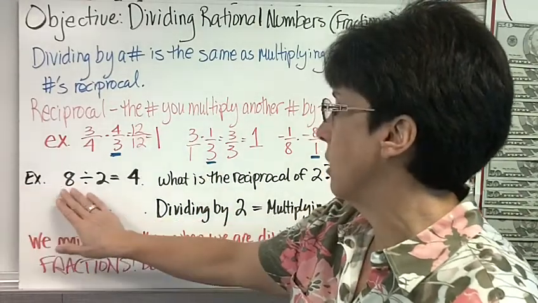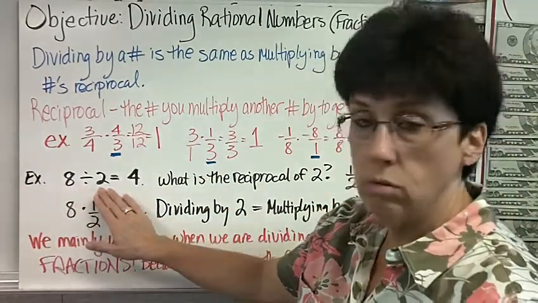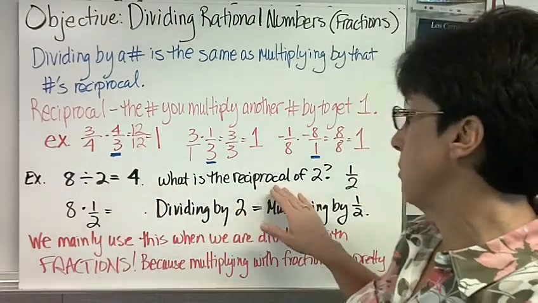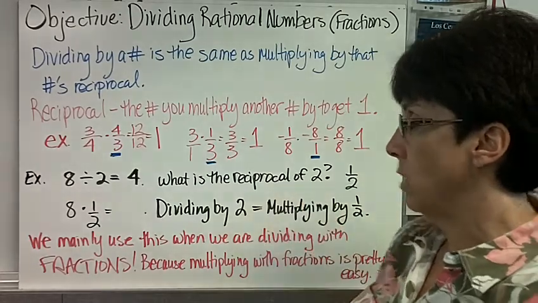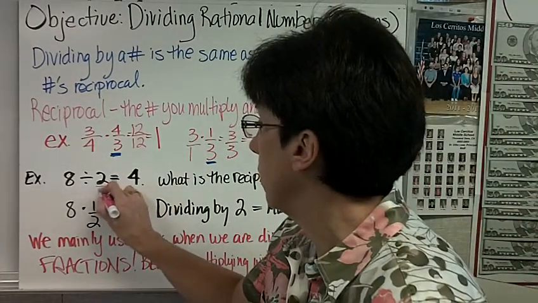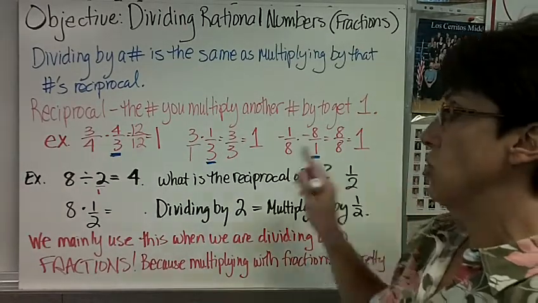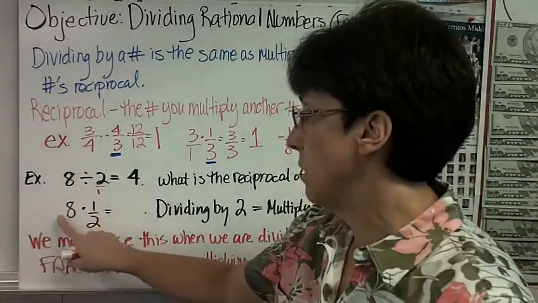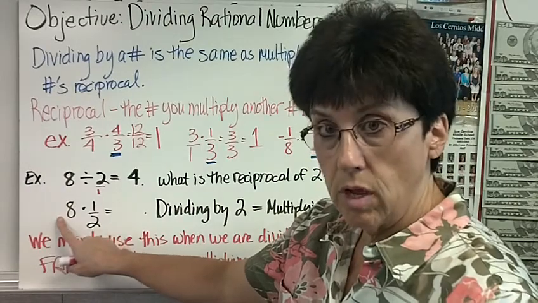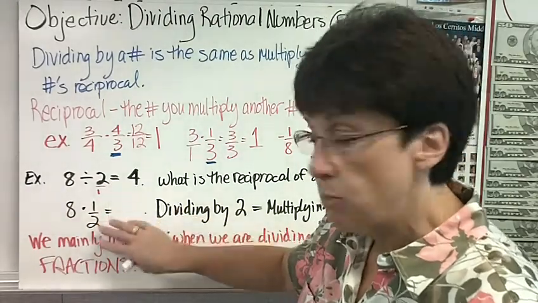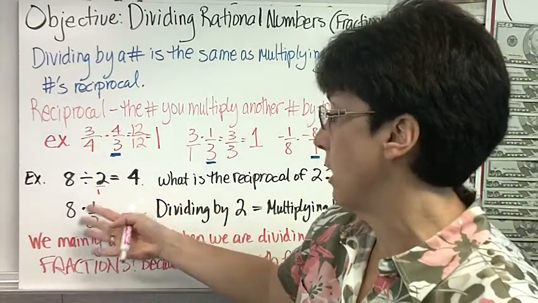So here's our example. 8 divided by 2 equals 4. You know that. All right? Think, what is the reciprocal of 2? Well, if I made this 2 over 1, if you flip that upside down, you would tell me 1/2. So now, instead of dividing by 2, I can multiply by the reciprocal of the 2. So I can multiply by 1/2.